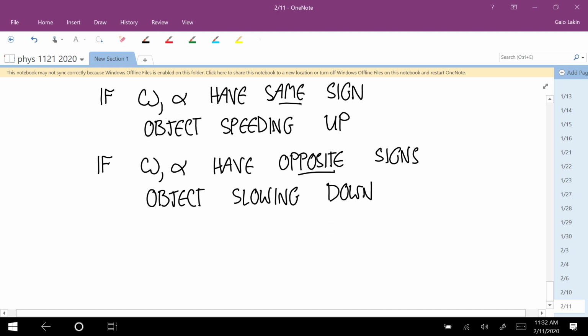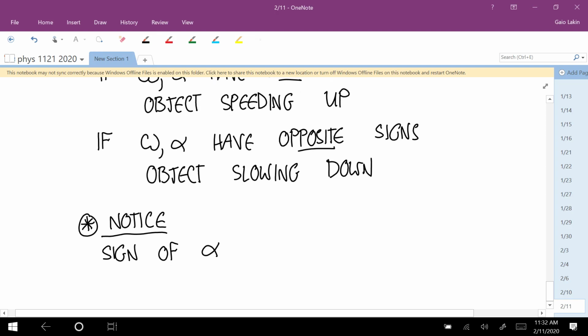And now this works similarly to the way the angular velocity works. So I want you to notice this. The sign of the angular acceleration is enough to specify the direction of the tangential acceleration.